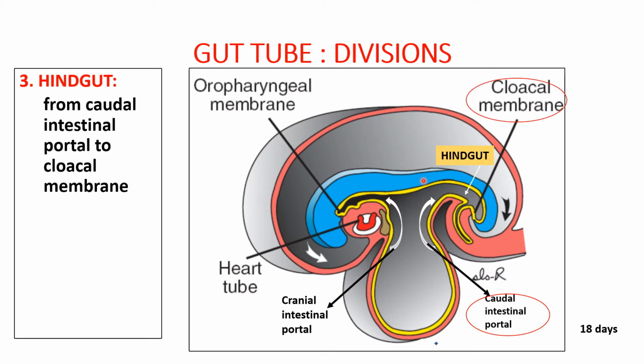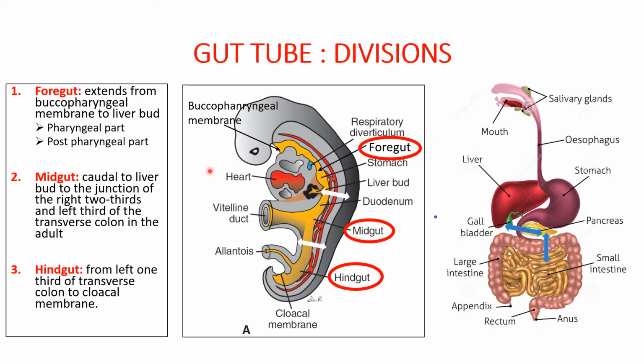Now coming to the last part of the gut tube, that is the hindgut. The hindgut extends from the caudal intestinal portal to the distalmost extent, that is the cloacal membrane. So we completed the gut tube divisions in the early period. Now as the age advances, there are some changes that take place in the primitive gut tube.